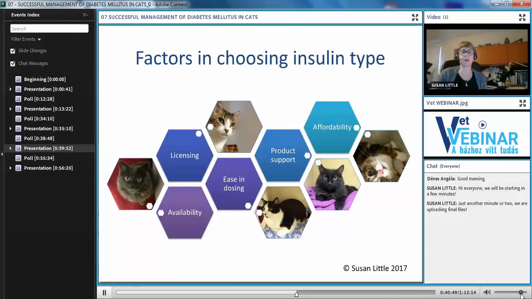Affordability, there's variations in the cost of these insulins. That might be a deciding factor. And of course, what type of product support we can get. We really only get good product support from the veterinary licensed insulins. So there's a number of factors that lead us to choose insulin.